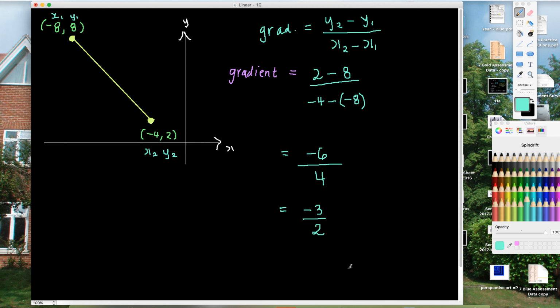And then we simplify. So as you can see, because I've used the same numbers, I do have the 3 over 2, but this one was negative, so I've got the negative out the front.